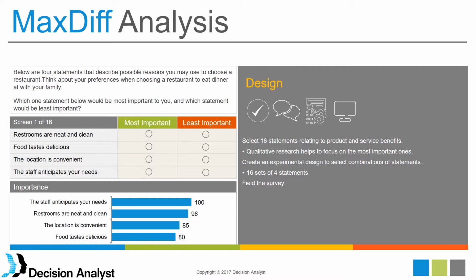A respondent sees one of these little sets and simply reads through the 4 attributes and selects the one that's most important to their decision and the least important to their decision. Very simple task. They repeat this. They can repeat it 15, 16 times. Each time on the screen, the attributes change out according to an experimental design.